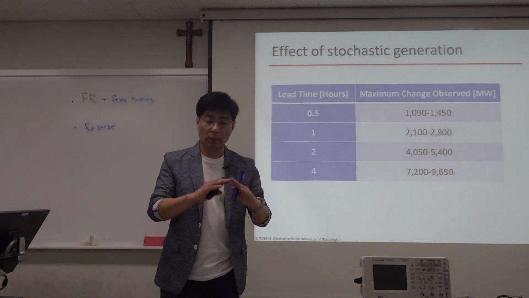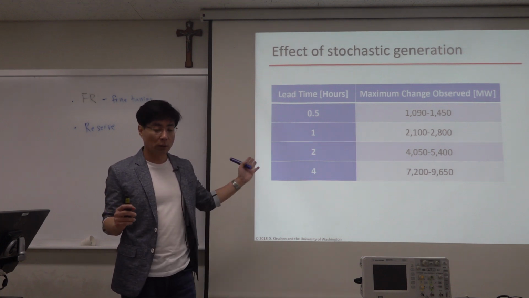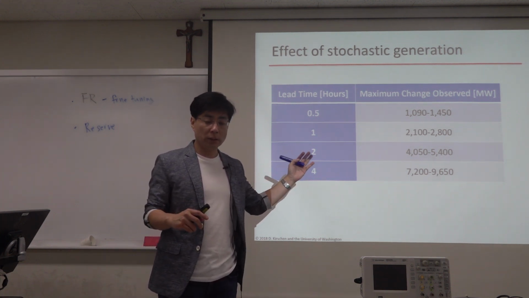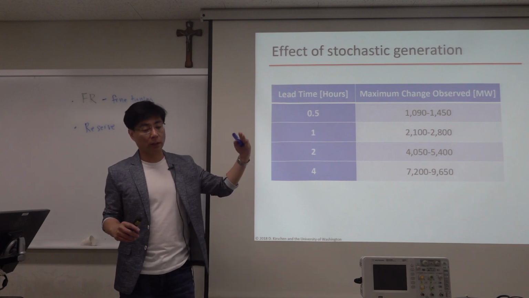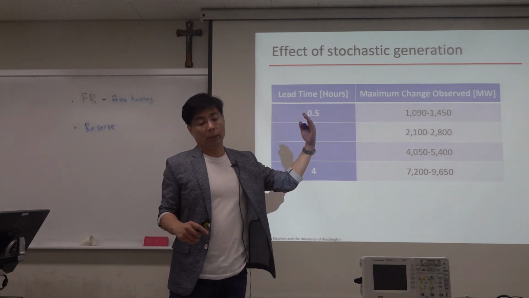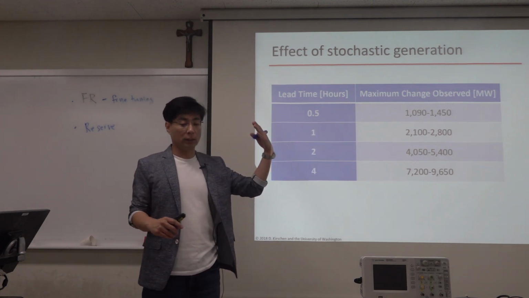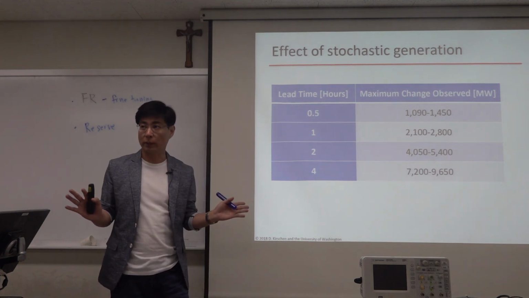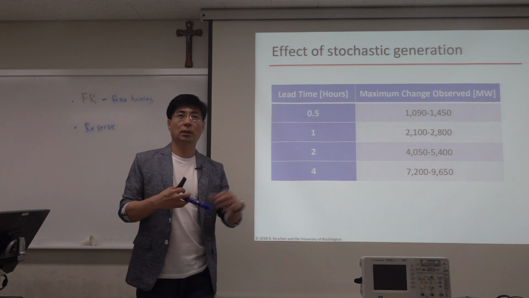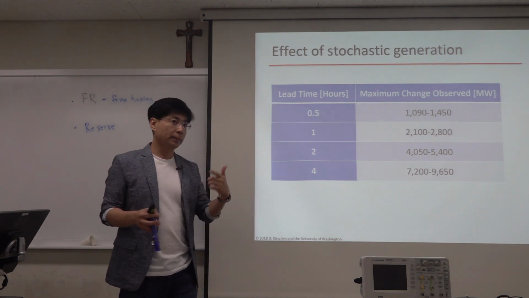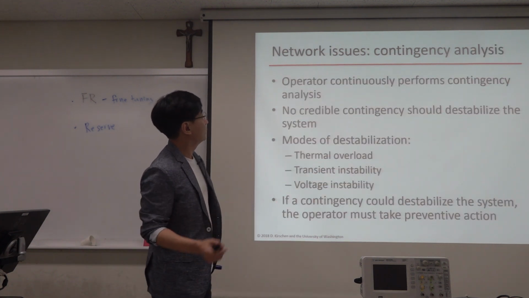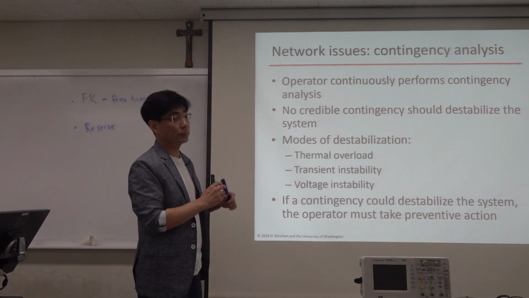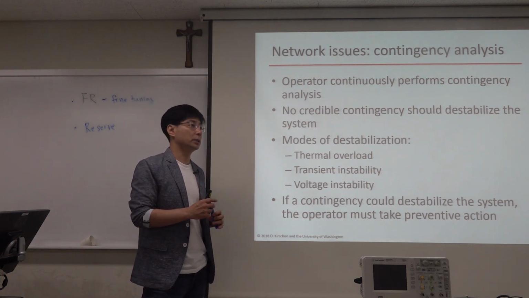So far we talked about the balancing issue, and when we talked about this balancing issue, we assumed that all the generators, loads and ties are connected to a single bus. That means we didn't consider power networks. We didn't consider the constraints. But the next issue is about the network issue in contingency.